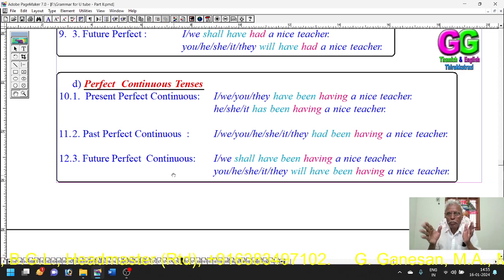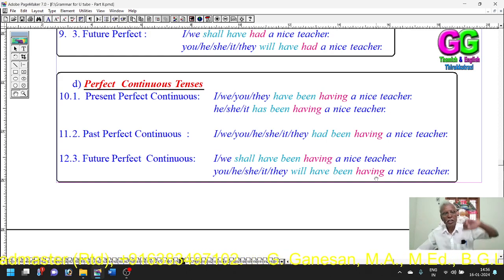I shall have been having a nice teacher. Four verbs. He, they, you, they: you will have been having a nice teacher. They will have been having a nice teacher.